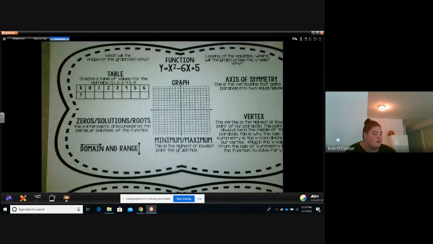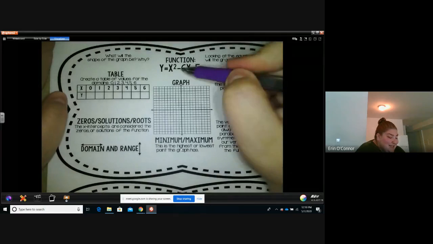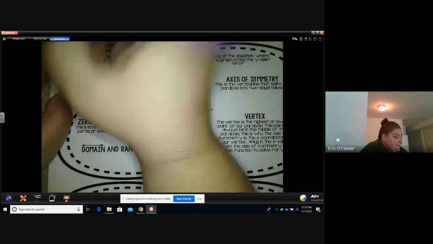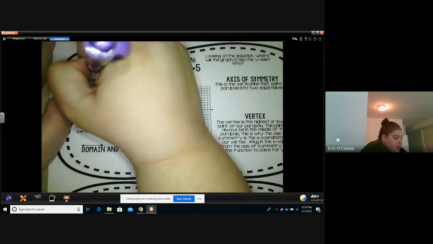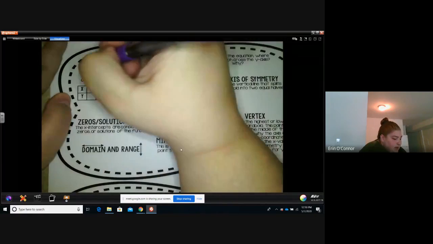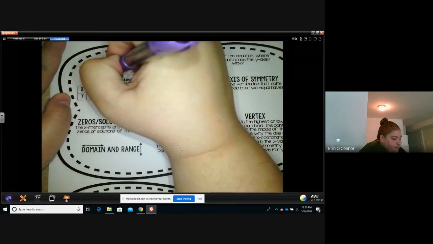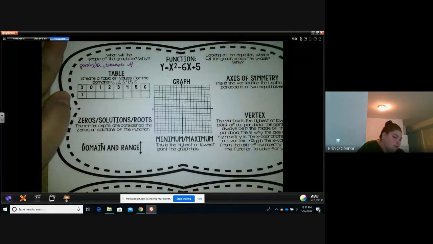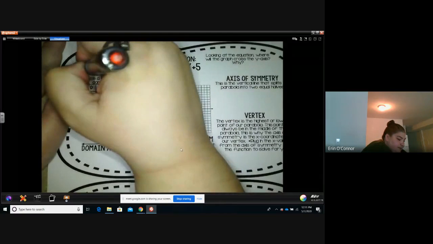So let's look at the first question. What will the shape of the graph be and why? Well, this has a degree of 2, meaning it's a quadratic, meaning it's going to be a parabola. And since a is positive, it's concave up. So it's a parabola because degree of 2.